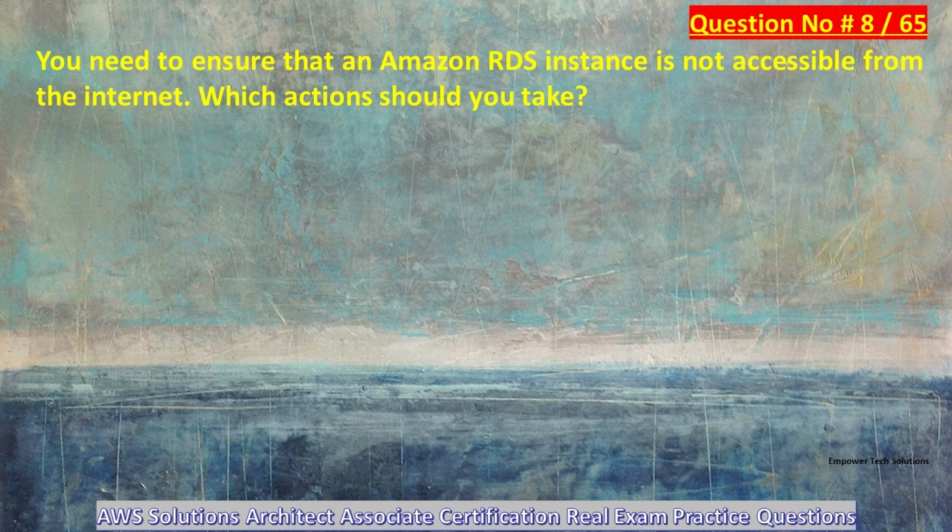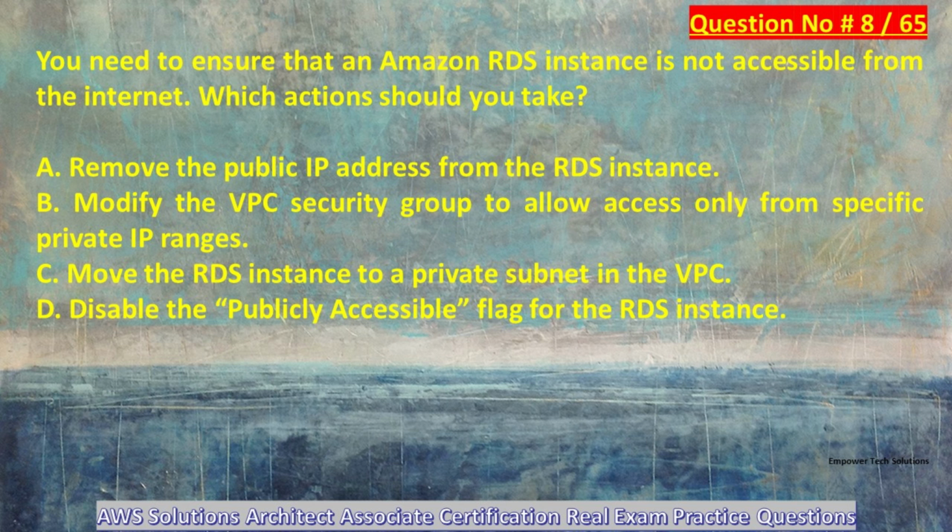You need to ensure that an Amazon RDS instance is not accessible from the internet. Which action should you take? A. Remove the public IP address from the RDS instance. B. Modify the VPC security group to allow access only from specific private IP ranges. C. Move the RDS instance to a private subnet in the VPC. D. Disable the publicly accessible flag for the RDS instance.